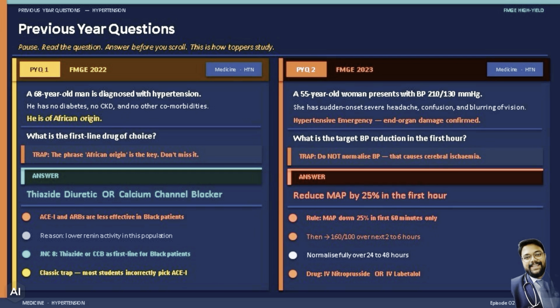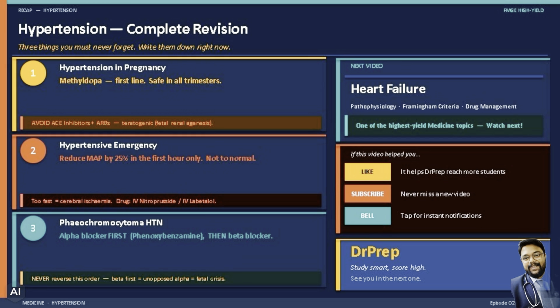Do not normalize blood pressure rapidly. This causes cerebral ischemia. After 2 to 6 hours, reduce to about 160/100. Normalize over 24 to 48 hours. Drug of choice: IV nitroprusside or IV labetalol. And that is your complete high-yield revision on hypertension for FMGE.